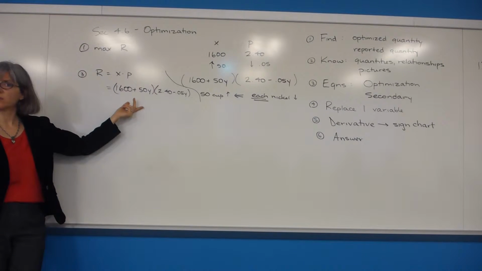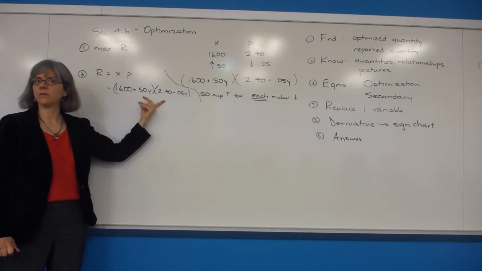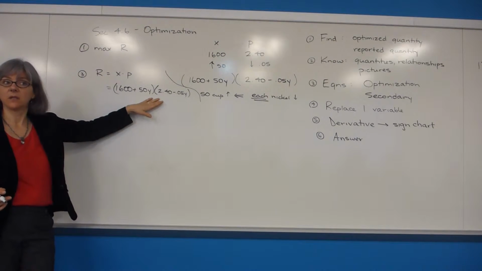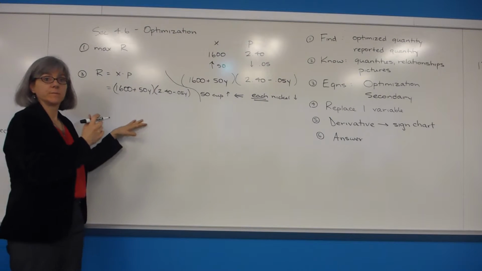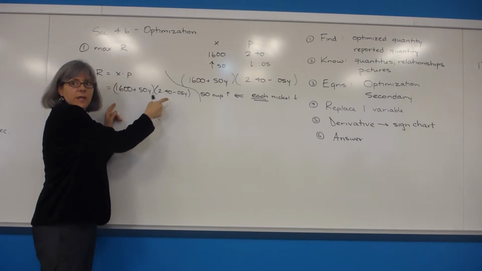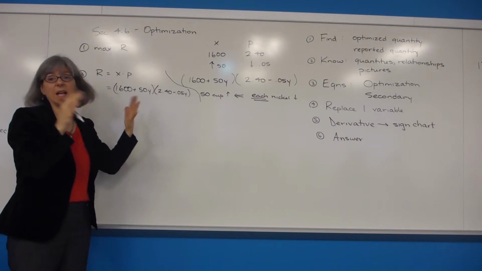Do I need any other information? By that I mean, do I have too many variables? No, I've got one variable, so I'm ready to go. Is this something I can take the derivative of? Looks pretty simple. There are 2 ways to handle this one. What are the 2 ways? Product rule. I can say it's this quantity times that quantity. That tells you product rule. Or multiply it out.